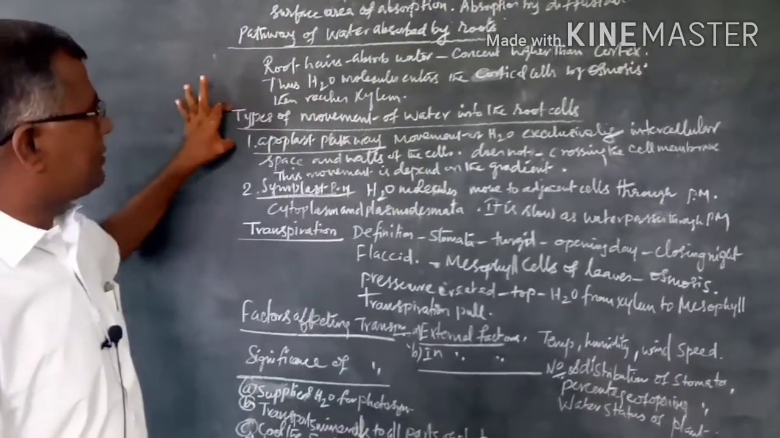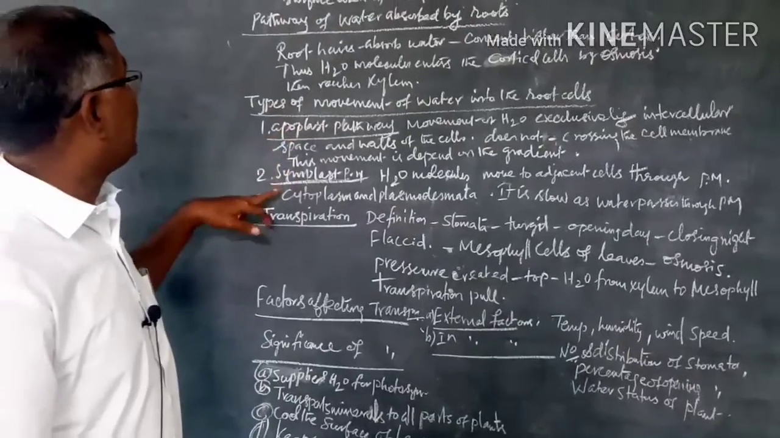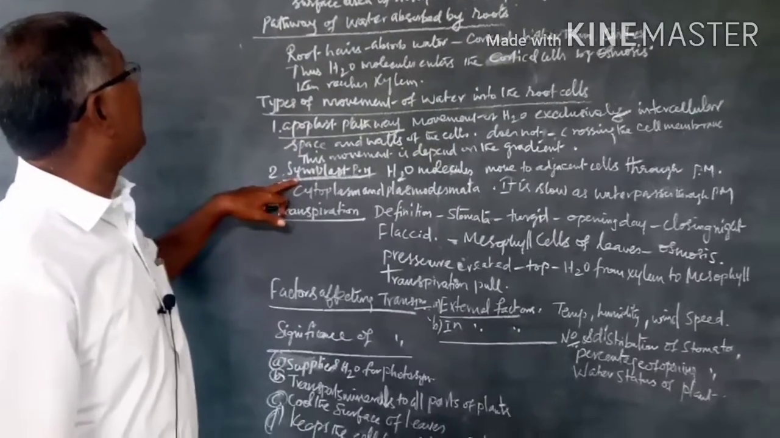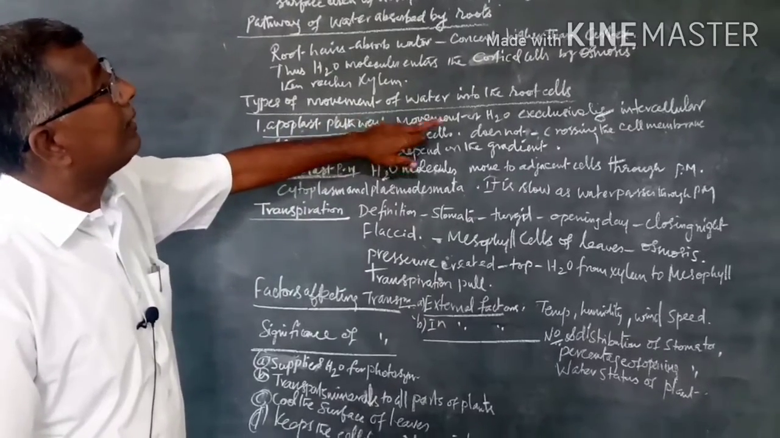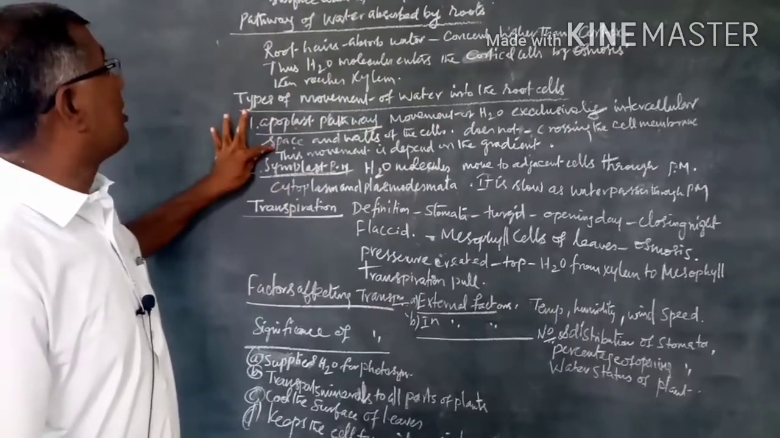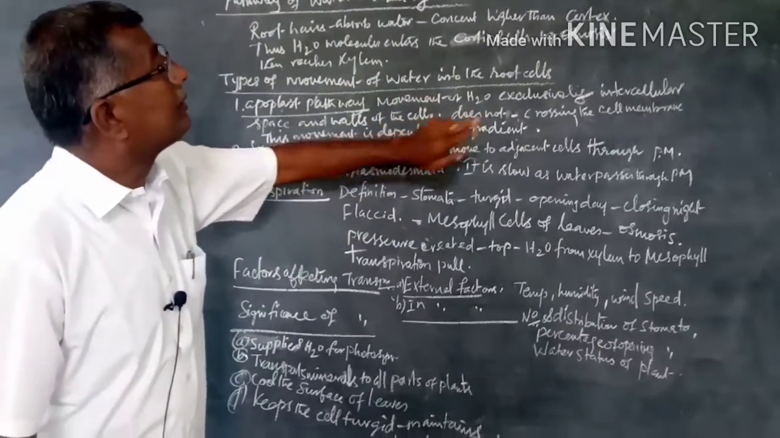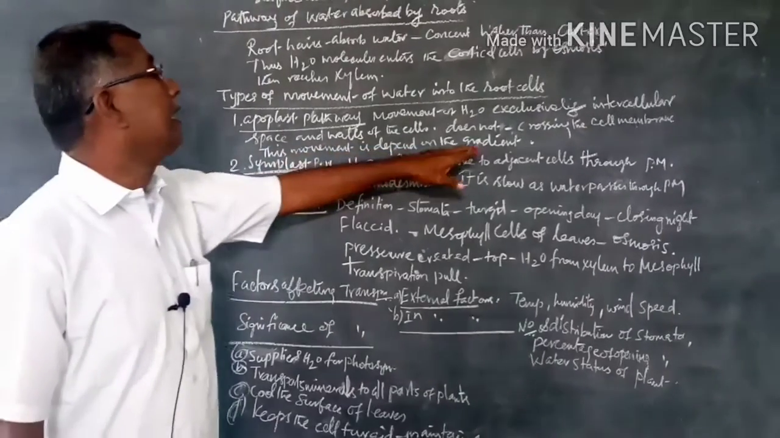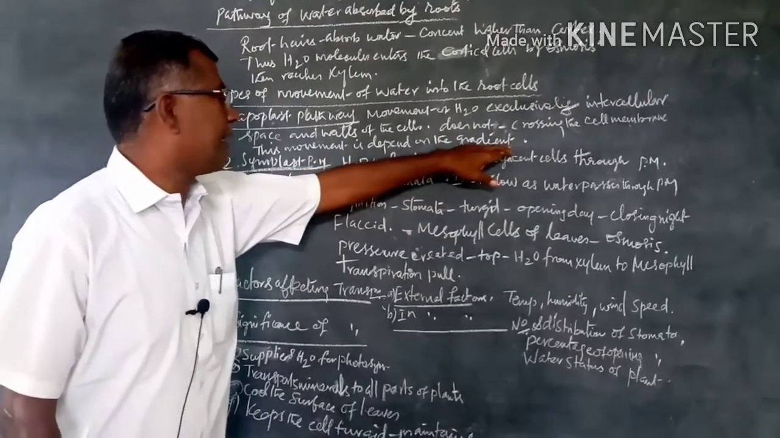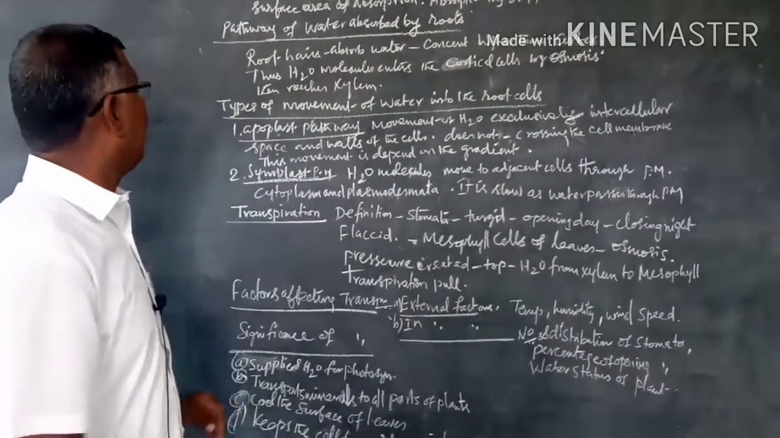What are the types of movement of water in the root cells? Apoplast pathway and symplast pathway. What is the meaning of apoplast pathway? Movement of water exclusively through intercellular spaces and walls of the cells. It does not cross over the cell membrane. This movement depends on the gradient. What is the meaning of gradient? Here the cell membrane is the gradient.